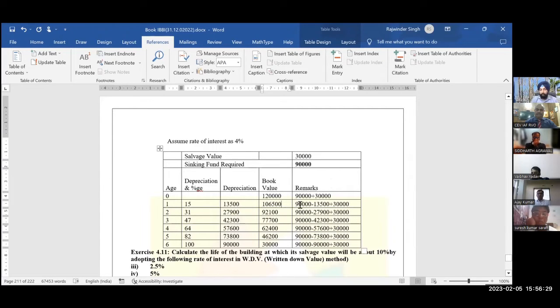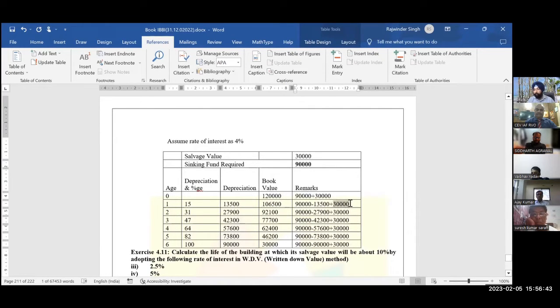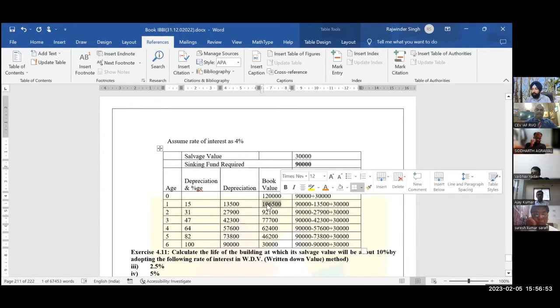90,000. If you have to write it, you can write it like this: 90,000 minus 13,500 plus 30,000, this salvage value. So it will be 1,06,500 at the end of the first year.